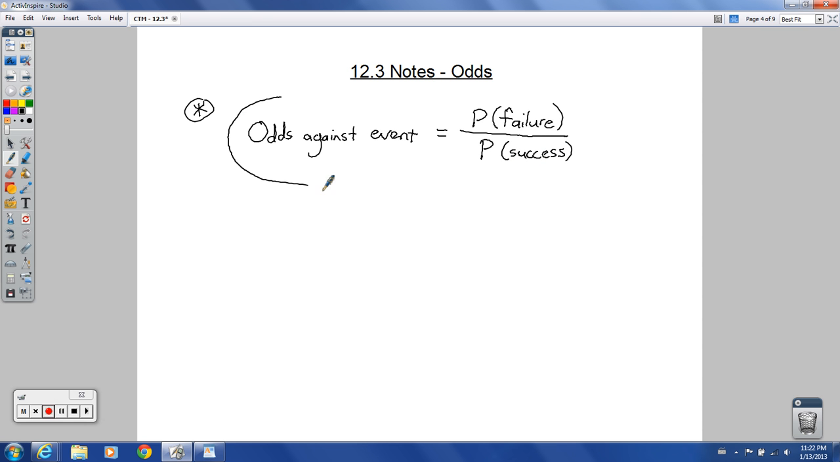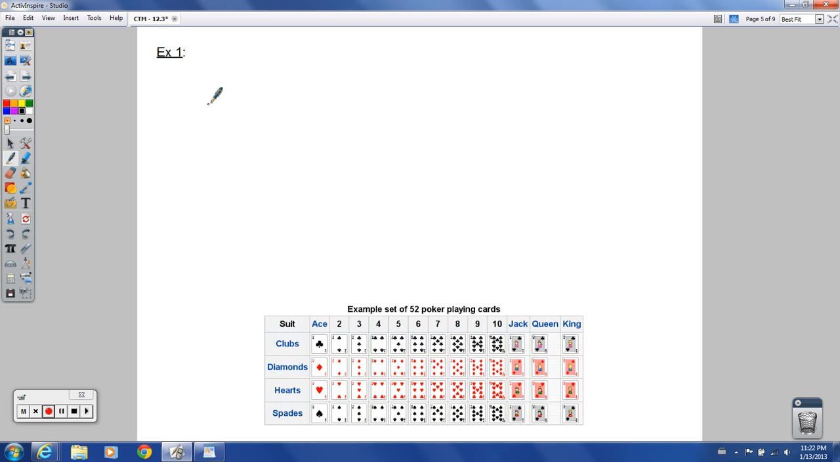And so this is a big thing here. We're going to learn a couple of different things. Odds against is the first one. Why don't I underline that? So odds against an event happening is the probability of failure over the probability of success. Our other big one will be odds in favor of. Let's check out an example to make more sense of that.